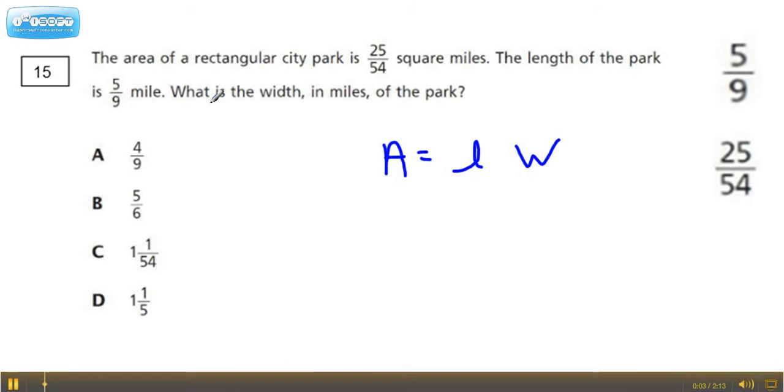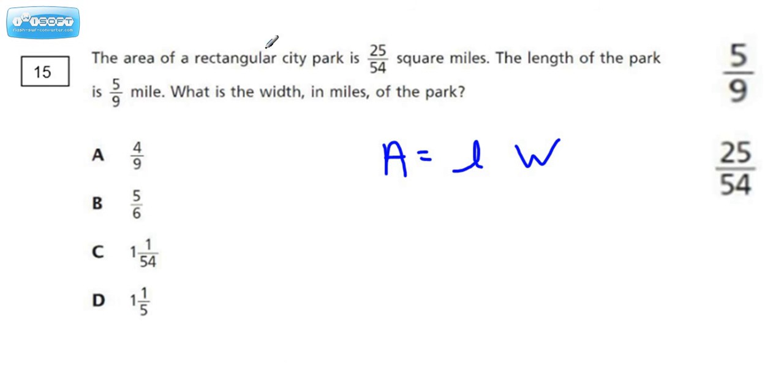We're taking a look at question number 15. The area of a rectangular city park is 25/54 square miles. The length of the park is 5/9 of a mile. What is the width in miles of the park?